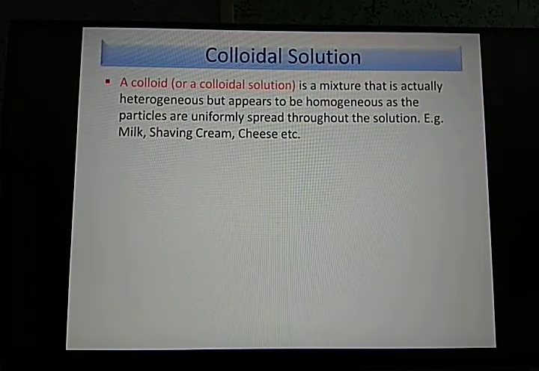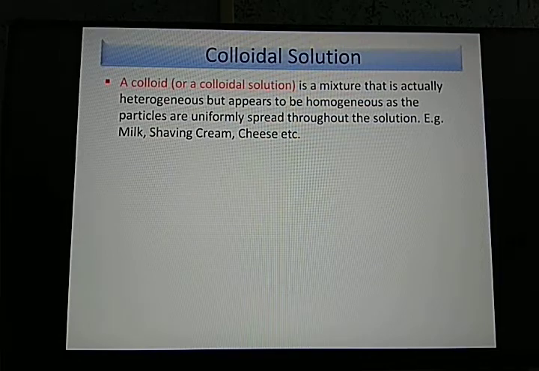A colloid or a colloidal solution is a mixture that is actually heterogeneous but appears to be homogeneous as the particles are uniformly spread throughout the solution. For example, milk, shaving cream, cheese, etc. So, it is a type of a mixture.